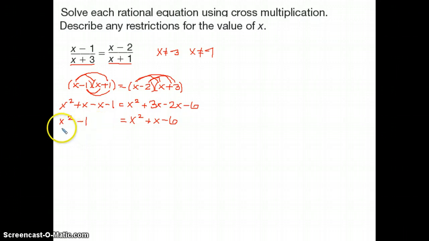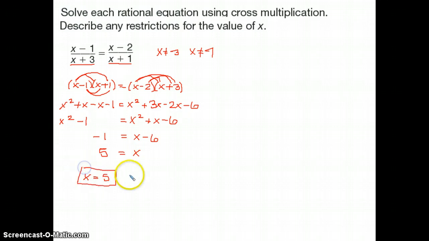Now I'm going to solve for x, and I notice there's an x squared on both sides, so if I subtract them from both sides, I'm just left with -1 equals x minus 6. Now I'm going to add 6 to both sides. So if I add 6 to this side, I get 5, and I get x. So my final answer to this problem is x equals 5. And I know it's a solution because if I check, it is not one of the two restrictions that I listed. So that's just how we did our cross multiplication types of solving.